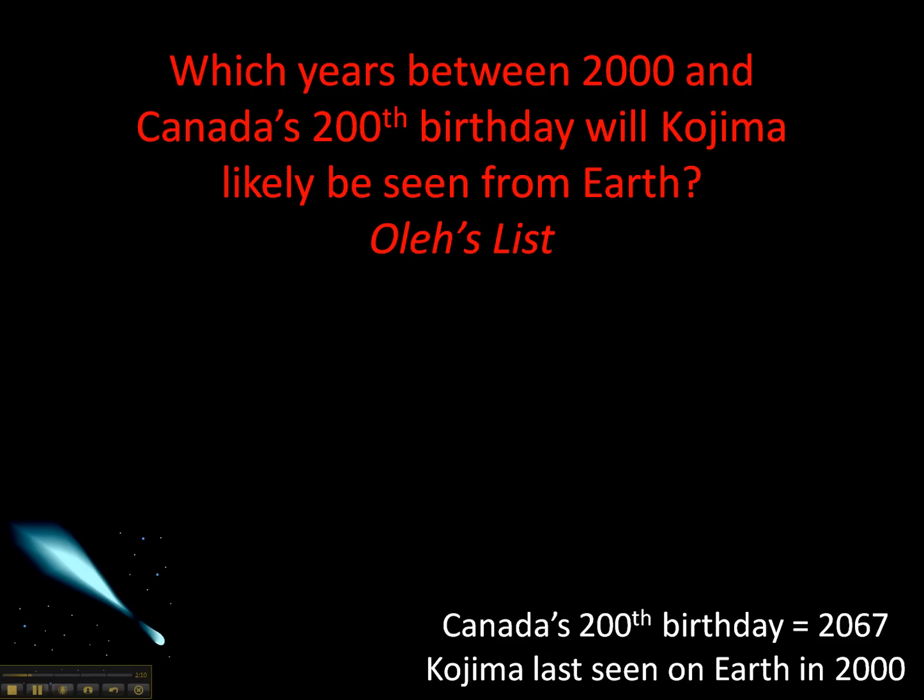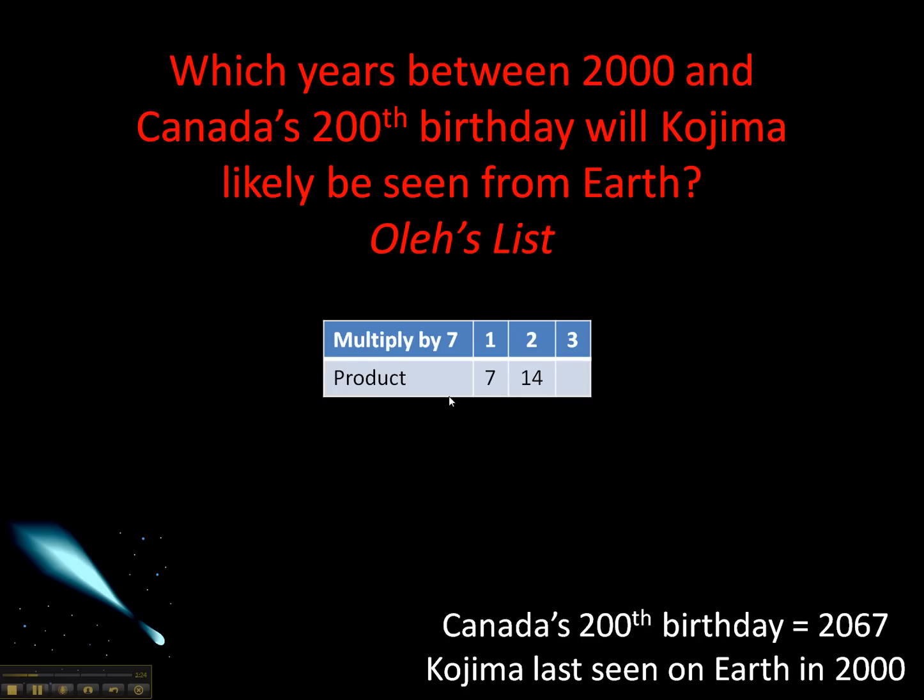Here we go. Let's take a look at how Ola solves this problem on page 74. Ola remembers that the 200th birthday is in 2067. Kojima was last seen in 2000 and then again in 2007. So Ola goes ahead and does a table here. And our table is multiplying the top number by 7 to get the product, which is the answer when you multiply two numbers, on the bottom. So 1 times 7 equals 7, 2 times 7 is 14, 3 times 7 is, and so on. You might choose to use this method a little bit later on, but I'm going to show you a different method right now.